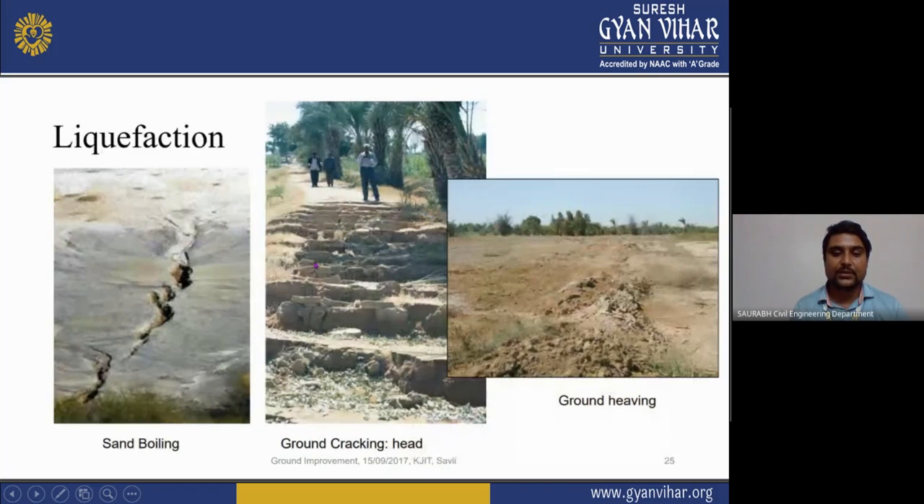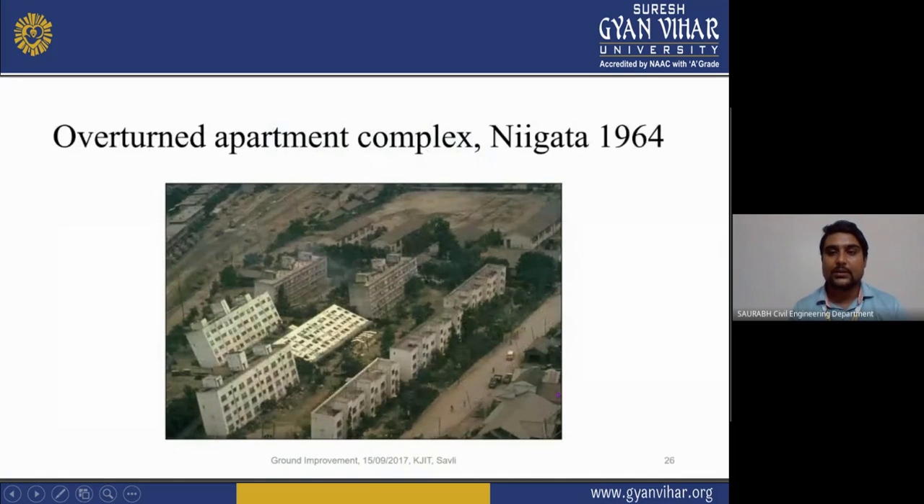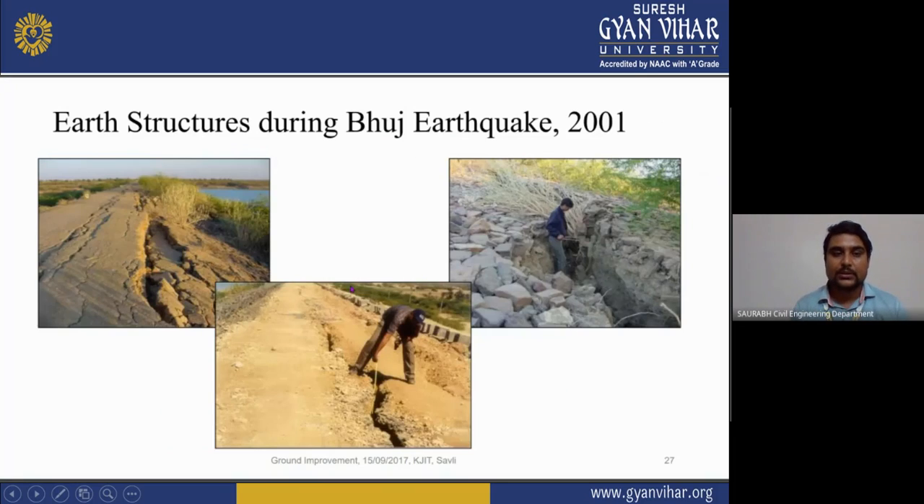Now come to liquefaction. As you can see here, there is liquefaction with sand boiling, that is ground cracking, and that is ground heaving. Overturning: this is one apartment which collapsed due to the liquefaction of soil, as you can see in this image. And there are some examples of liquefaction, as you can see, which happened with the Bhuj earthquake in 2001. It happened in Gujarat, as we all know.